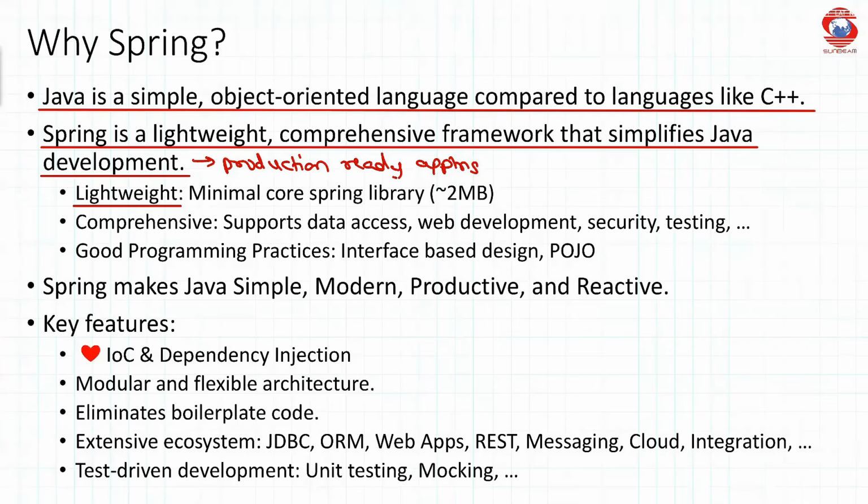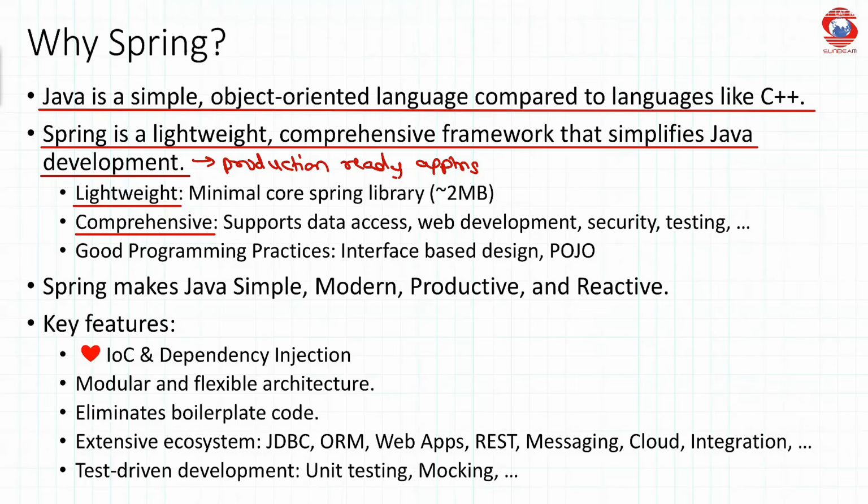The second one, we say that though it is lightweight, it is comprehensive. Comprehensive means it actually covers many different aspects. As I said, separate modules and separate libraries are created for database connectivity, which you call Spring Data, or security, which you call Spring Security. You talk about web applications, like Spring Web. So many different things are provided, and you can use them as and when required in your application.